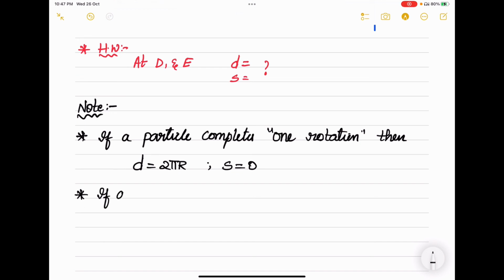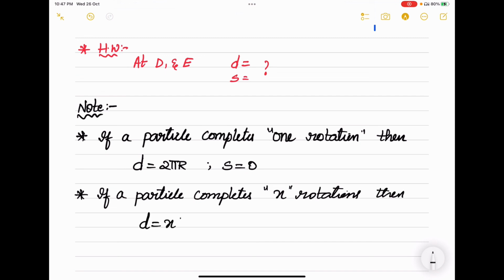Similarly, if a particle completes n number of rotations, then distance will be n times the circumference, so n into 2 pi r, whereas displacement will be as usual 0. So kindly remember this one particular note point here while doing the problems of distance and displacement for a particle moving in a circular path. So hope everyone got the concept clearly and understood the point.